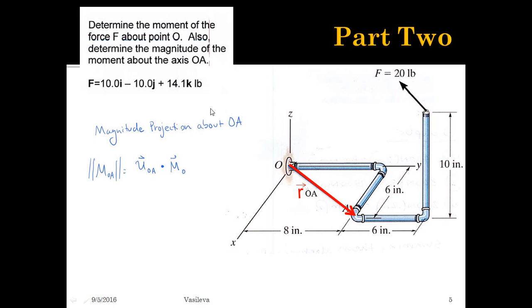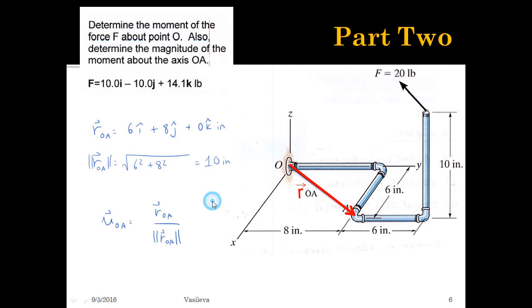Then we move on to the second part, where they ask for the magnitude of the moment about the axis OA. Now, you did a similar problem in class, but it asked for the magnitude of the projection of the force. So it's pretty much the same calculation. All you have to do is take the moment about O that you solved in the first part, and dot product it with the unit vector OA. So we have MO, now we just have to find the unit vector OA, which is also quite simple.